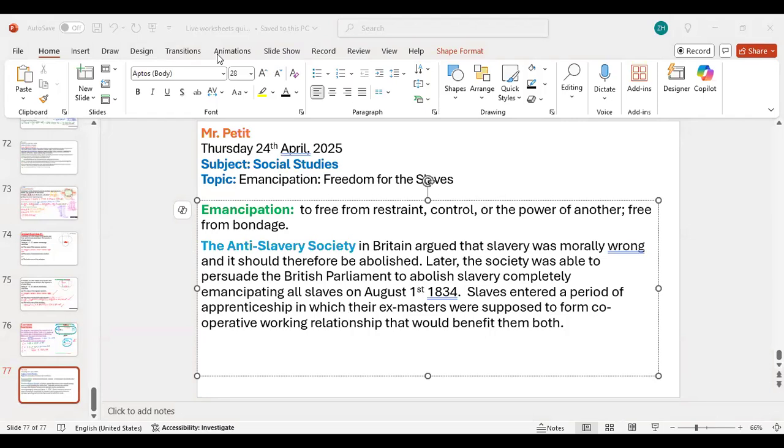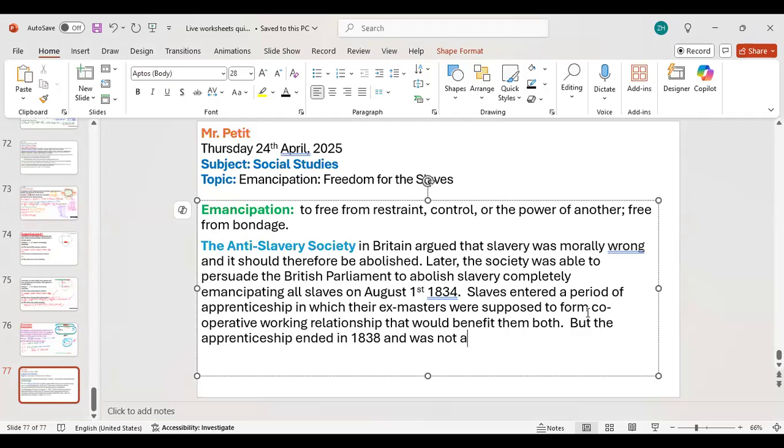Back in the day, they used to say a dough instead of money. But the apprenticeship ended. The apprenticeship ended in 1838, and was not a success. So the apprenticeship thing that they were trying to set up, it didn't work out. All right.